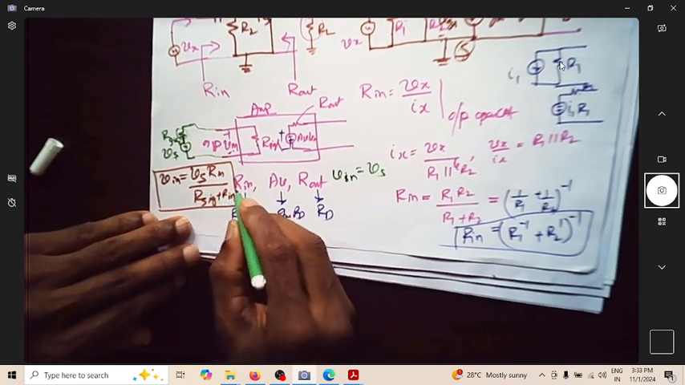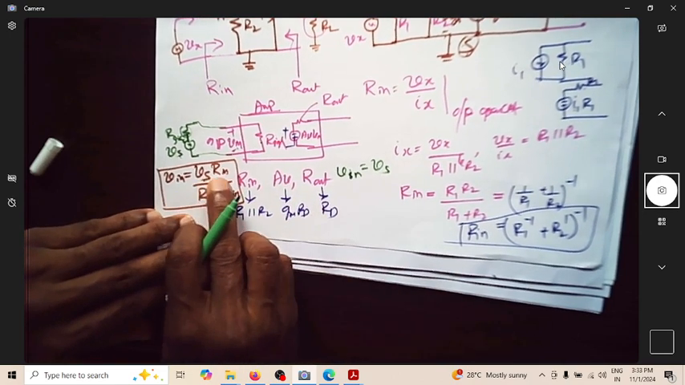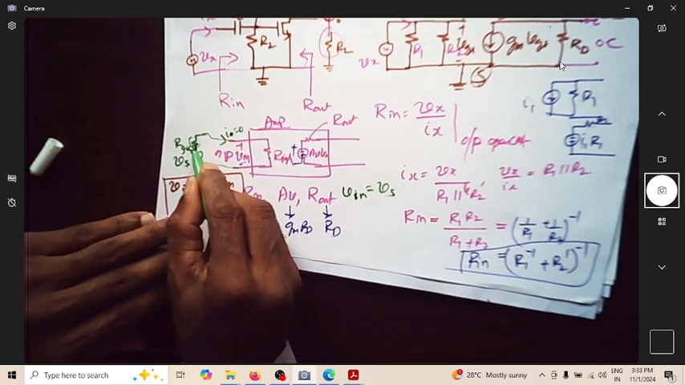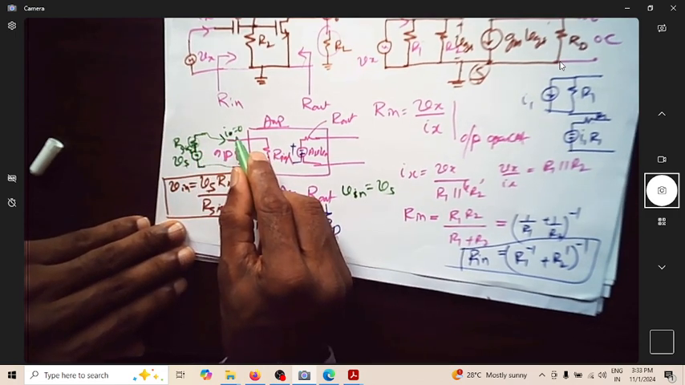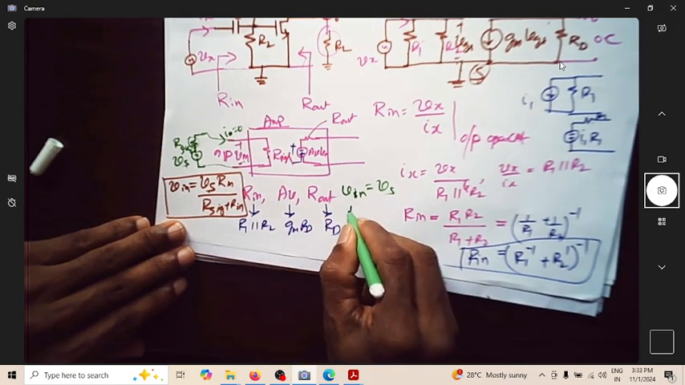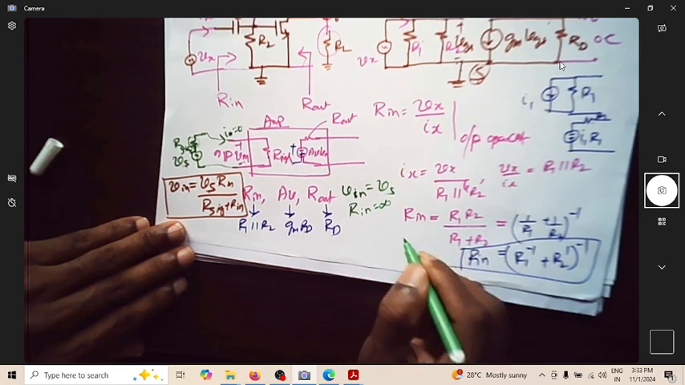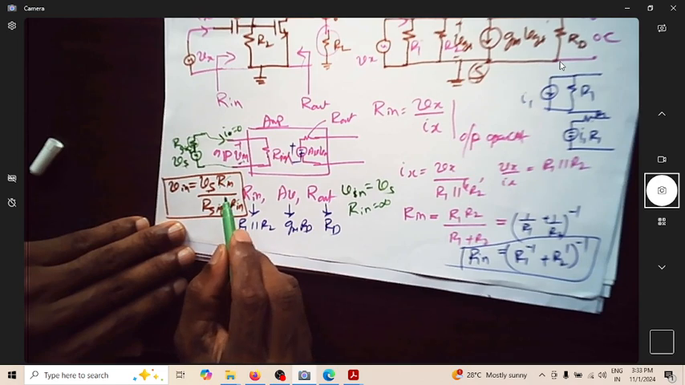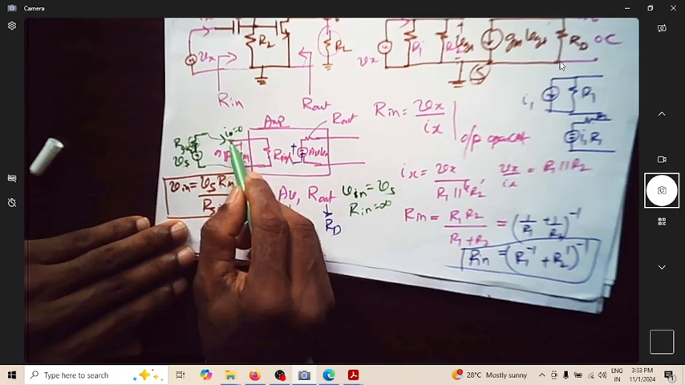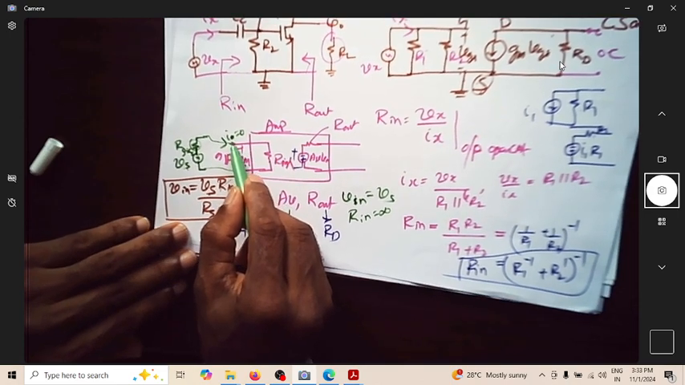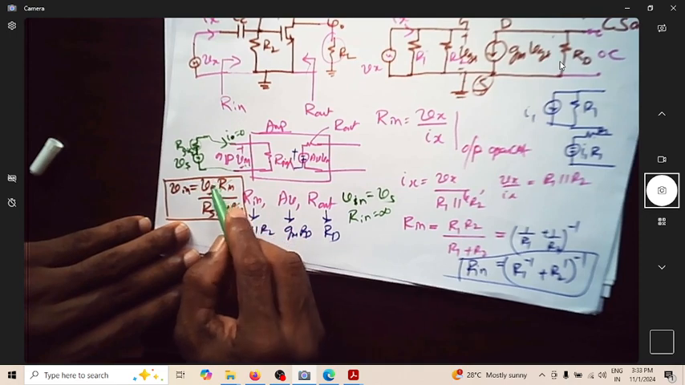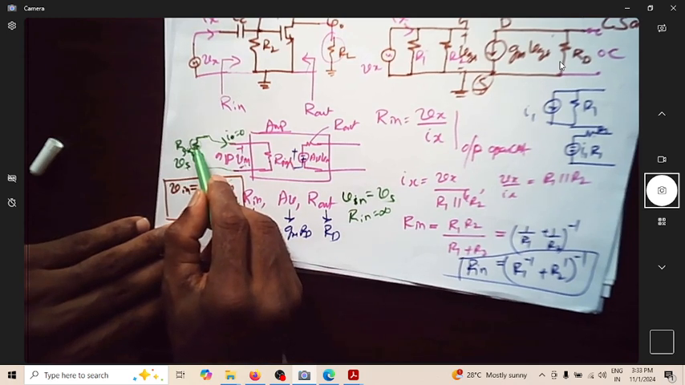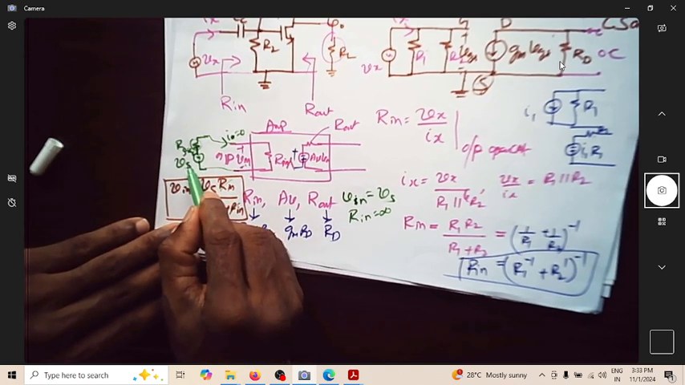That is possible if there is no current. If the current flowing into this is equal to 0, then there is no drop. So when does this current become 0? This current becomes 0 when Rin is infinite. If it is infinite, this term goes to 0, and when this is 0, the entire current becomes 0. When the entire current becomes 0, there is no drop. When there is no drop, whatever Vs is, it will reach here.